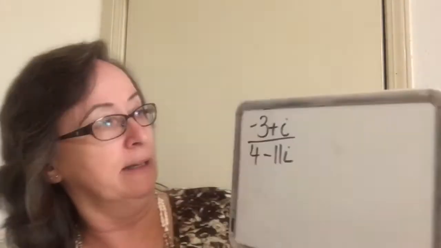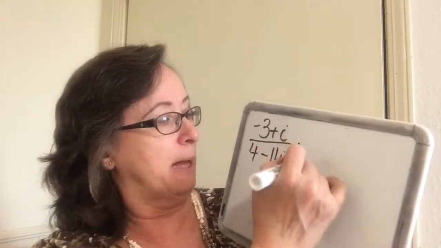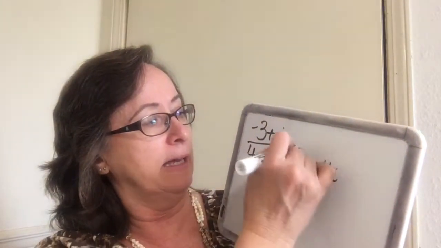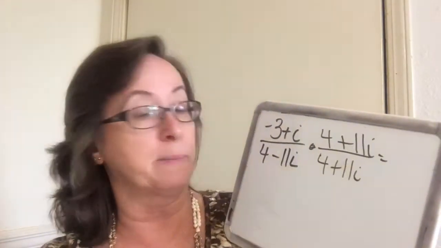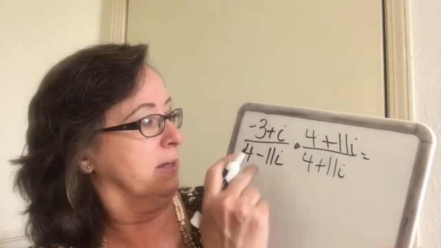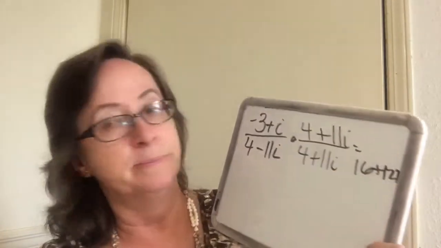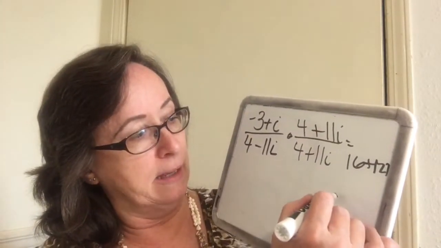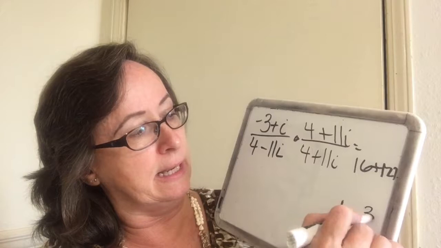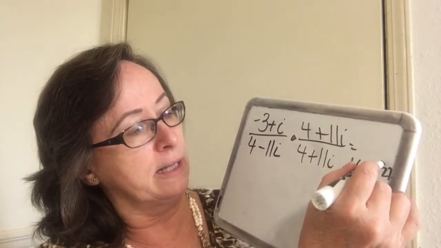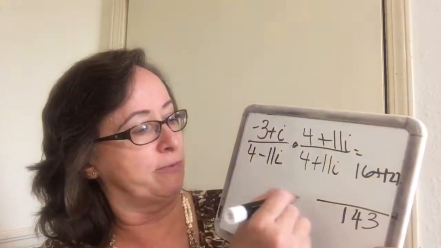So when I'm doing this one, I am going to get rid of the i in the denominator. So I'm going to multiply by 4 plus 11i. In the denominator, because I multiplied by conjugates, I should get a squared plus b squared, which is 4 squared, 16, plus 11 squared, 121. And that's going to be 143. Check my math. On the numerator, I have to FOIL.